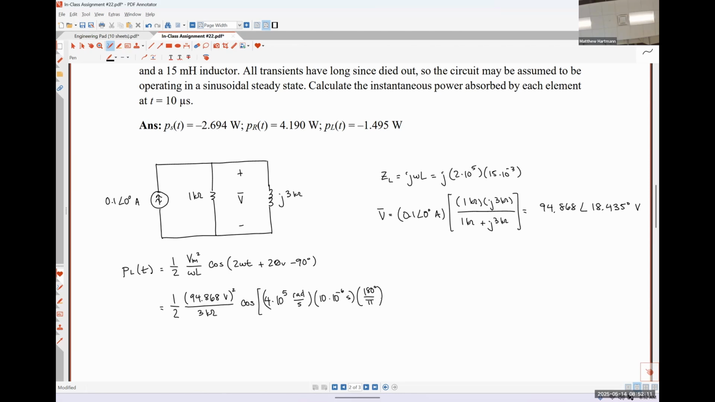And if you're not paying attention to your units, your calculator certainly isn't, okay? So you need to put this factor in here if your calculator is in degree mode. If your calculator is in radians mode, you would actually use the inverse of this scaling factor on the phase angle itself, okay? So now we'll have twice 18.435 degrees, and then I'll do minus 90 degrees, and I'll close this guy off, okay?